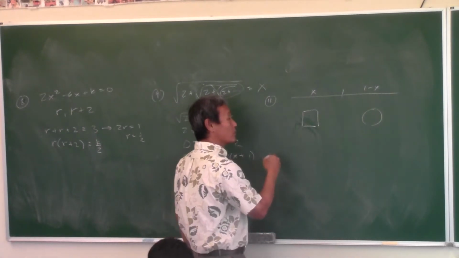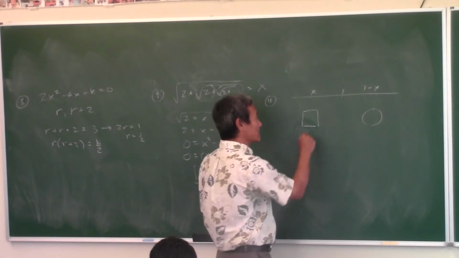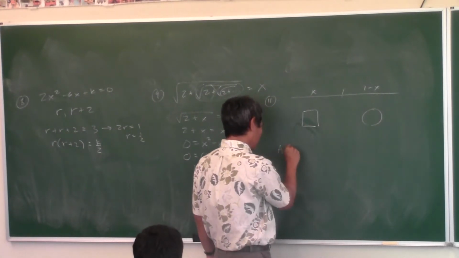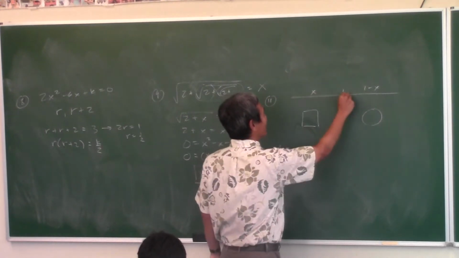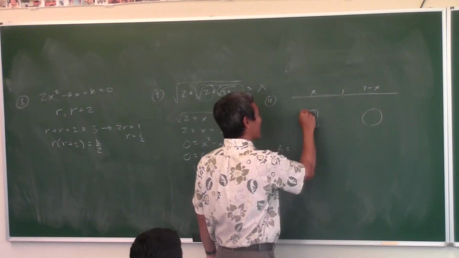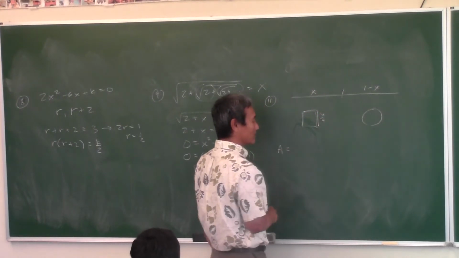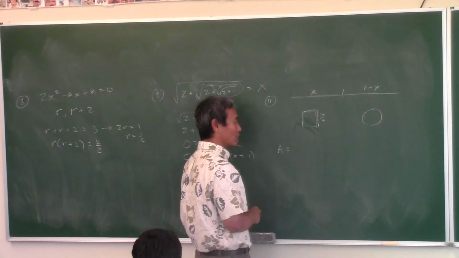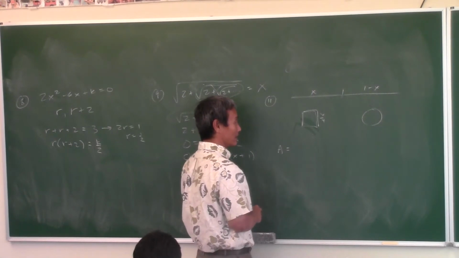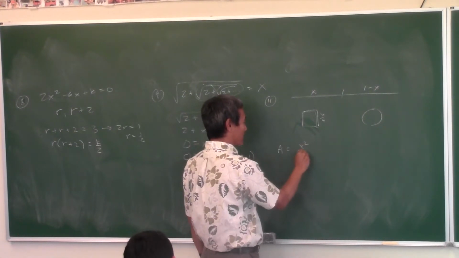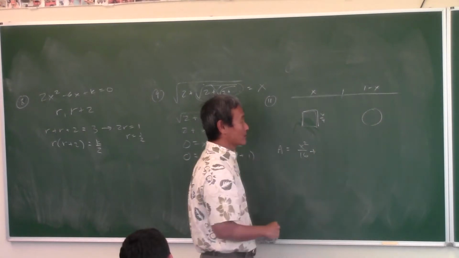Okay, so I need to write a function for what? The sum of the areas. Now if this is x, and I bend it into a square, isn't each side going to be x over 4? So what's the area of that square then? X squared over 16, correct? Okay, now what about the circle?